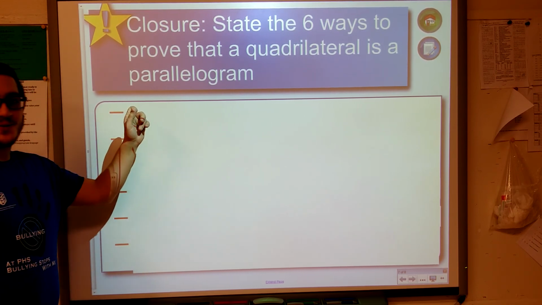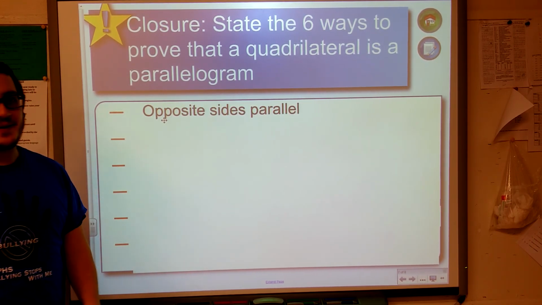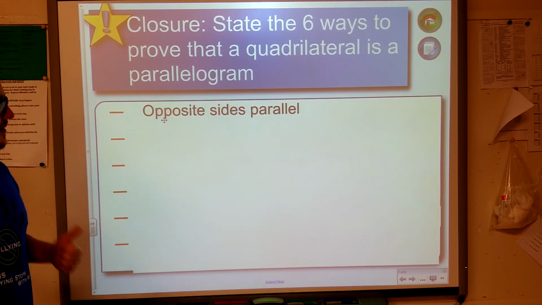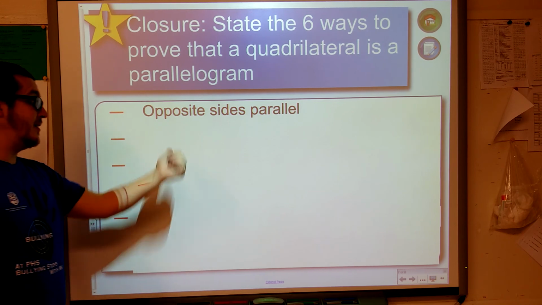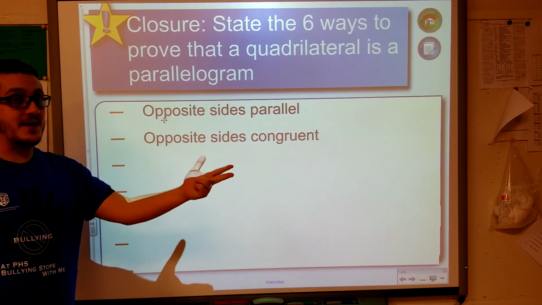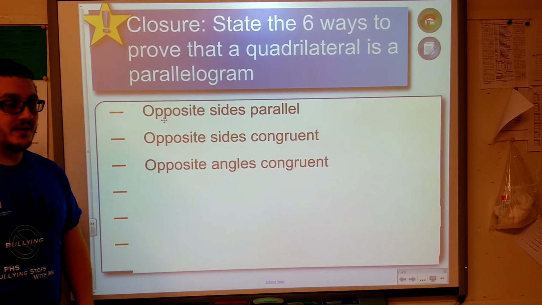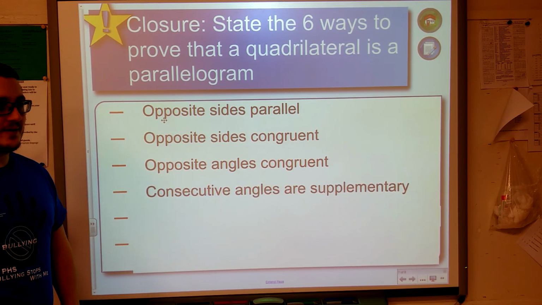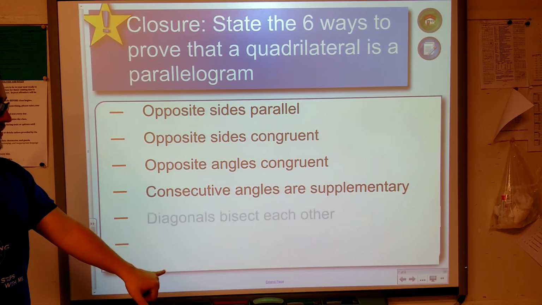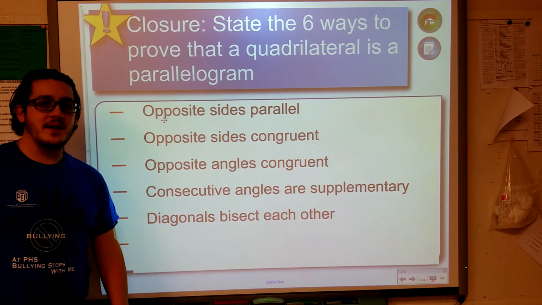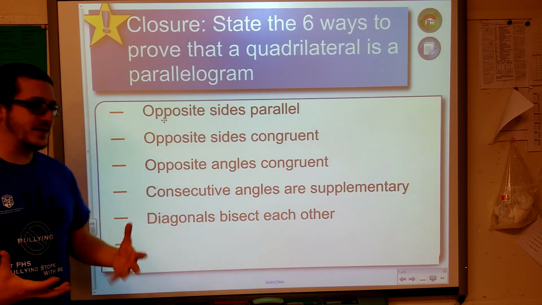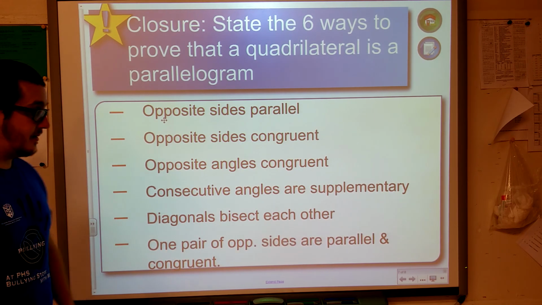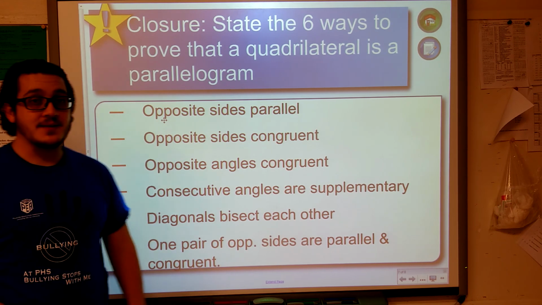Alright, so first one, opposite sides are parallel, the definition of a parallelogram. Opposite sides also have to be congruent. Opposite angles have to be congruent. Consecutive angles have to be, don't say congruent, supplementary. Diagonals have to bisect each other. And then our special one from today, one pair of opposite sides are both parallel and congruent. So that's the lesson for today.